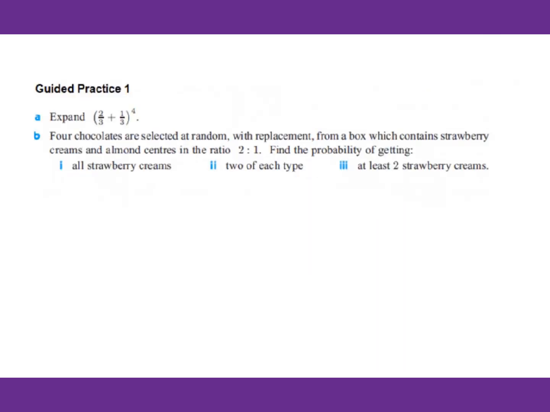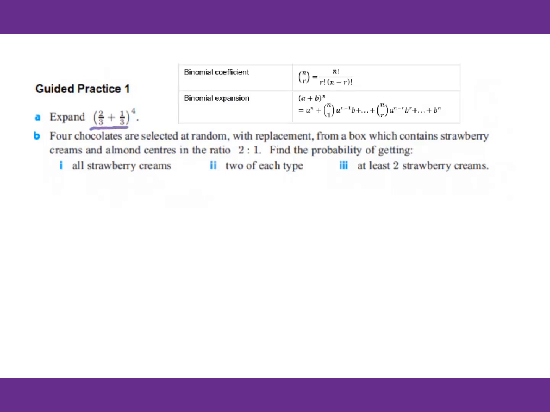Guided practice 1. Expand this. We can use the binomial expansion formula. So we have 2 over 3 plus 1 over 3 to the 4th power. Let's expand this binomial expansion.